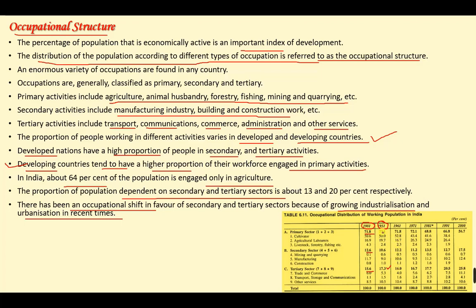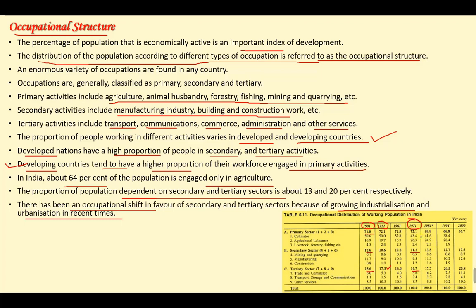And you can see how this ratio is maintained up to 1971. Up to this year, the people dependent on agriculture, on the primary sector, not only agriculture but some other activities also, 72.1% of the population was engaged in this primary sector. And the secondary sector, mainly the industrial sector, has a very small population in occupation. Even in the tertiary sector, this ratio is maintained.